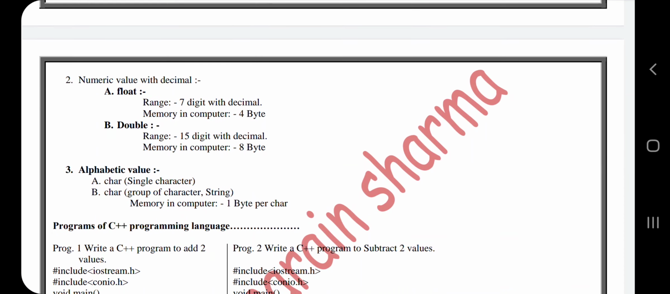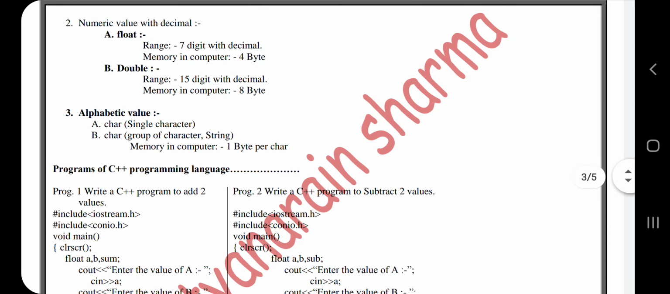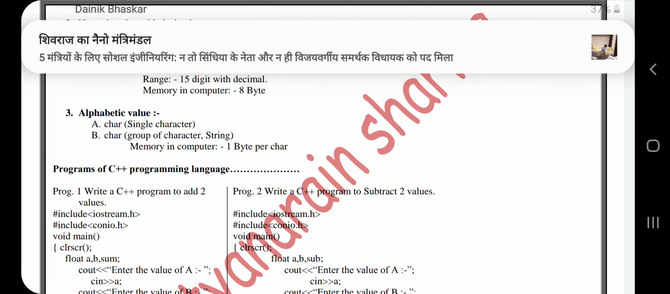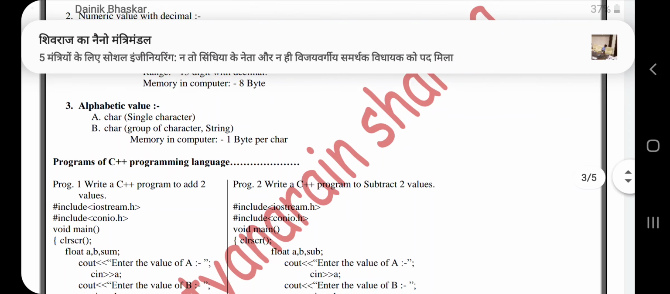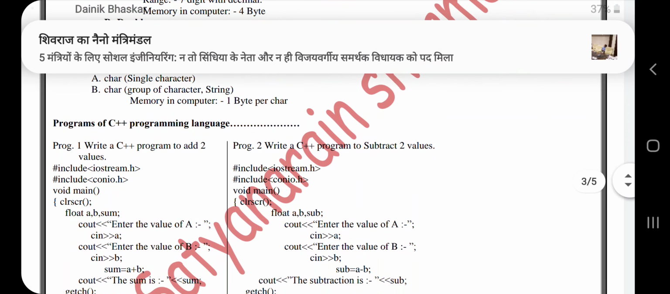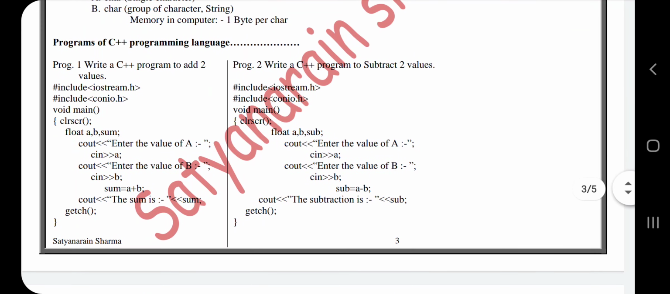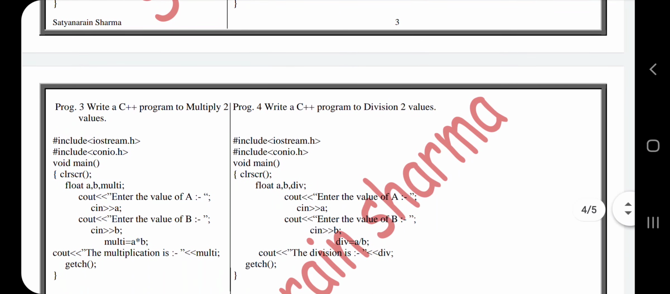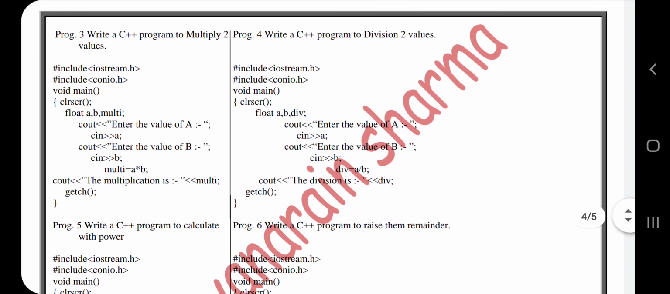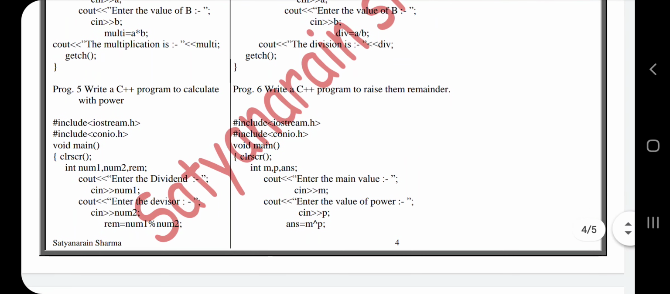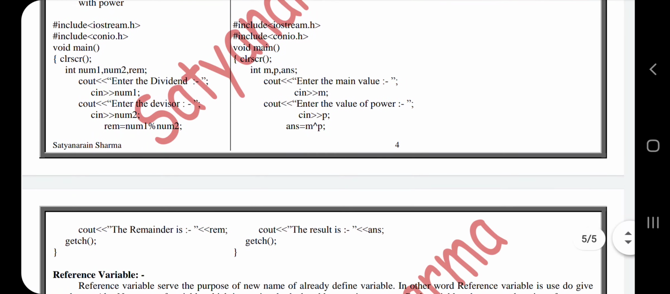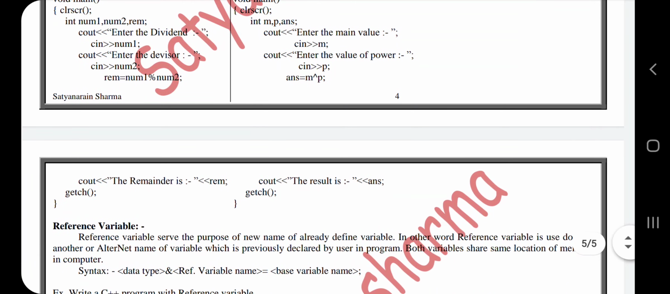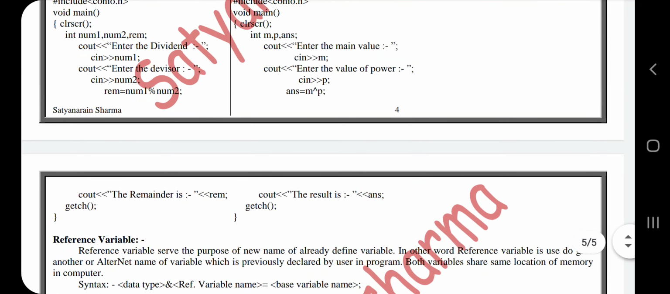Third, alphabetic value. Memory is given below. Programs of C++ programming language are also given below. There are total 6 programs. Reference variable is also given below.